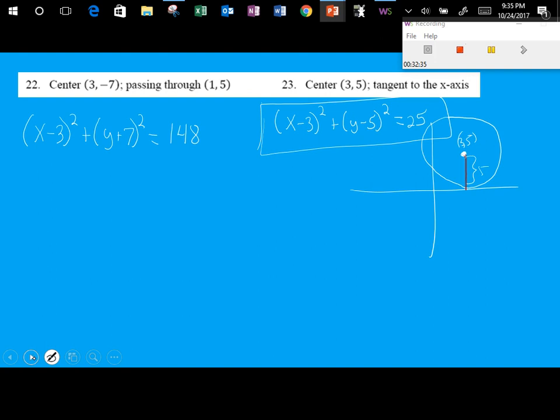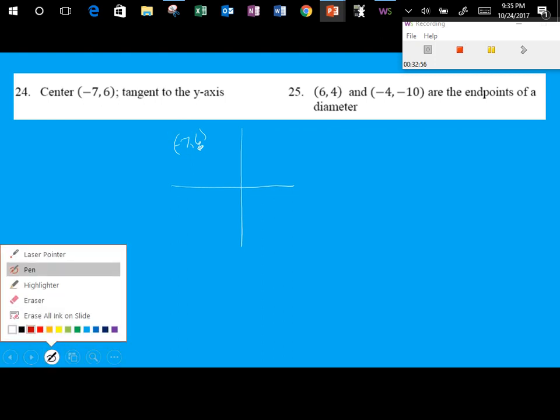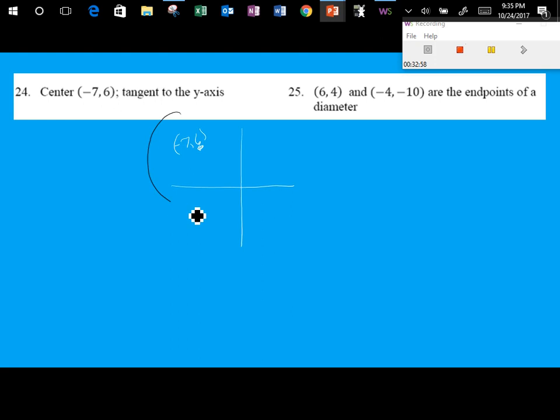Here comes my next to the last one. Just to draw you a picture, the center is at negative 7, 6. And we're going to be tangent to the y-axis. So we're going to have something that might look like that.